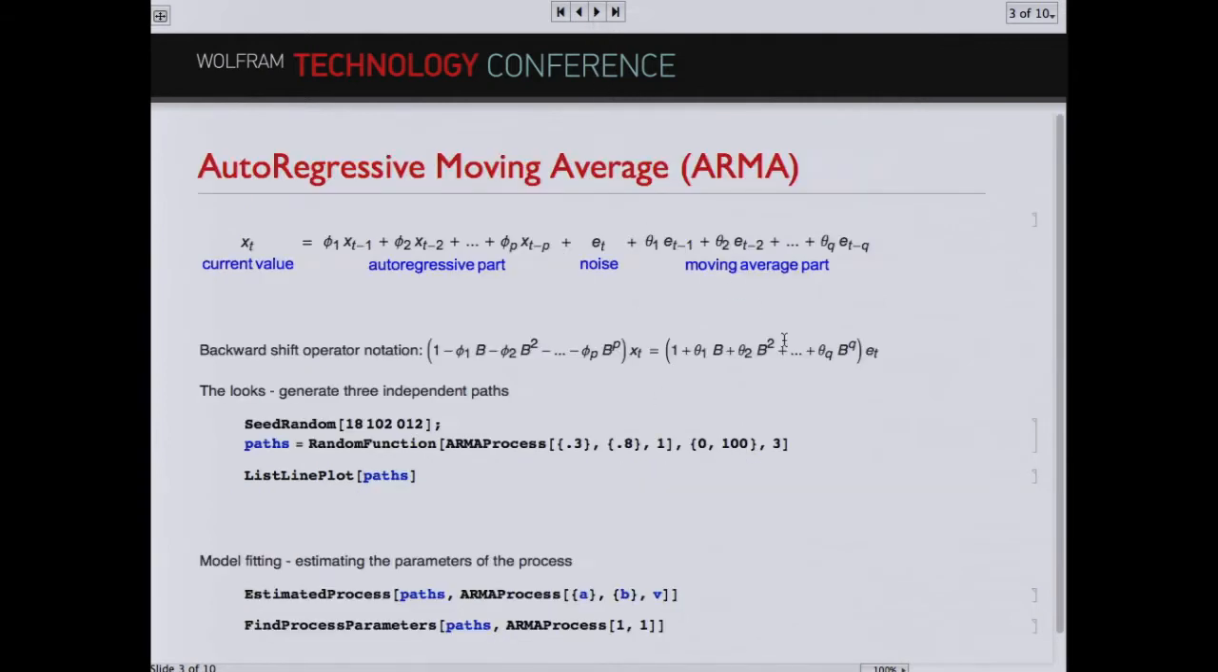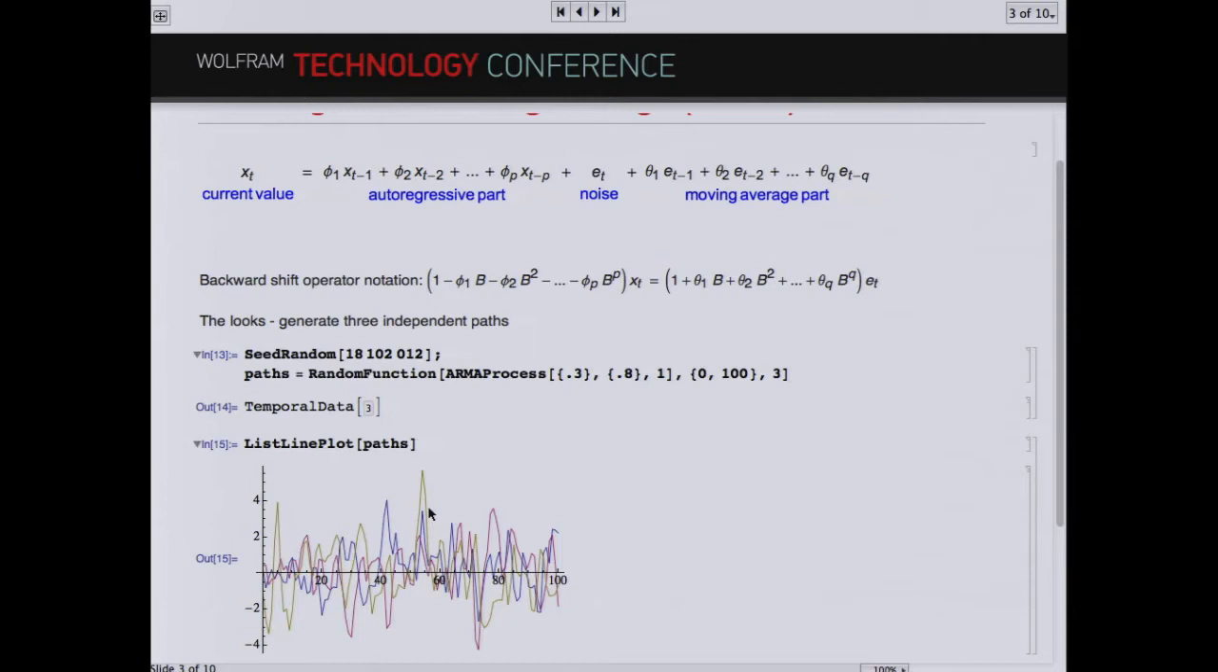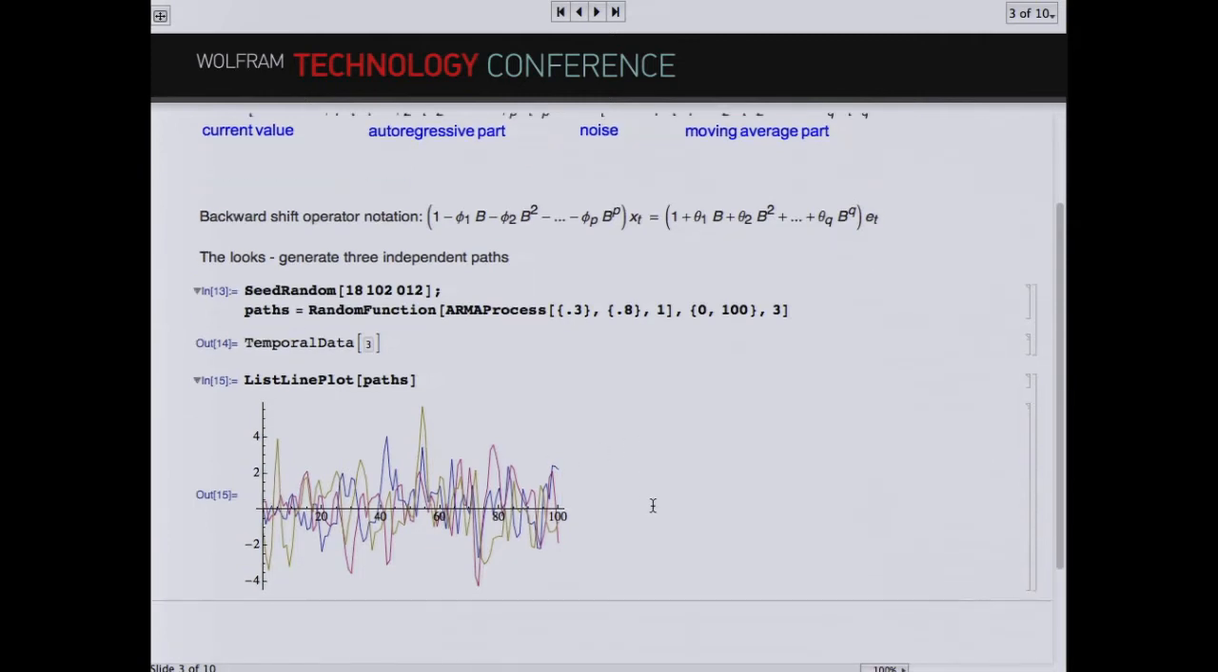Okay, now if we put these two processes together, then we have ARMA, the autoregressive moving average time series. So the current value depends both on the linear combination of the past values, the linear combination of the past noise values, and the current noise. So that's the ARMA process. And here I generate 3 paths. So this is where this 3 is coming from. The path is from 0 to 100, and I generate 3. And it is this 3 that happens to be in the brackets of the temporal data. And we can just plot the paths. So this is how it looks.